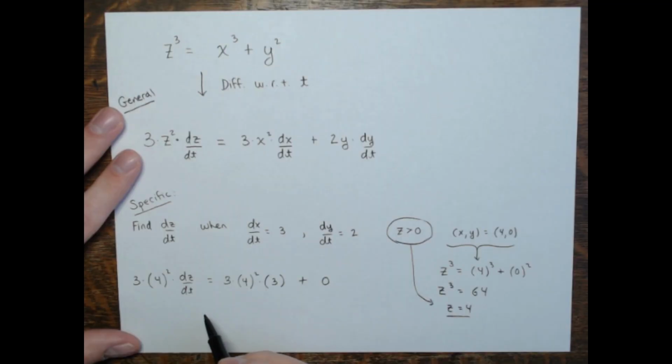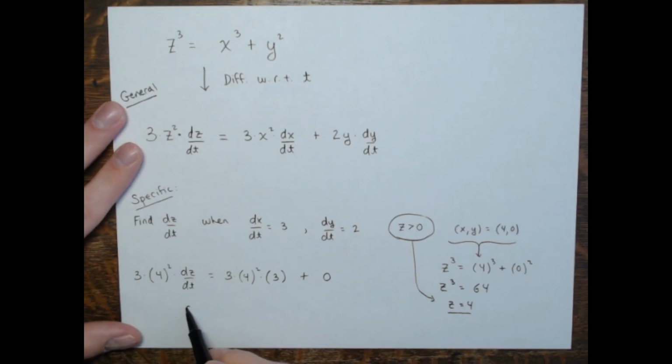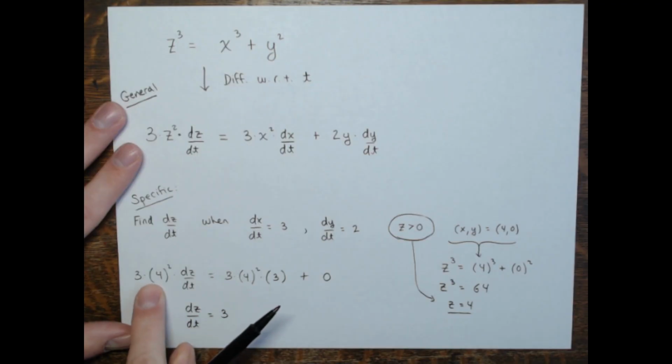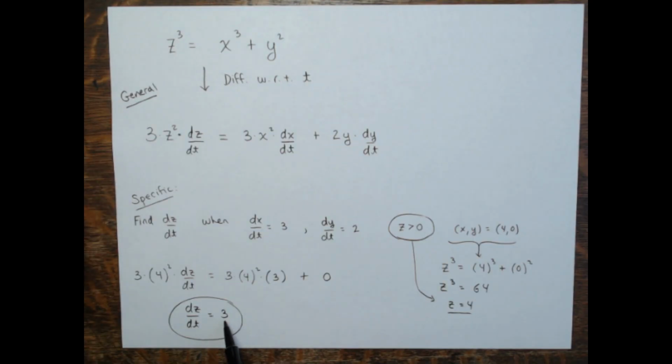So over here, if I were to divide both sides by this 3 times 4 squared, we end up with dz dt equals 3. The 3 times 4 squared would divide away. And I'm left with the rate at which z is changing as t changes, positive 3. Which means, remember derivatives, when they're positive, the quantity is increasing. When they're negative, the quantity is decreasing.